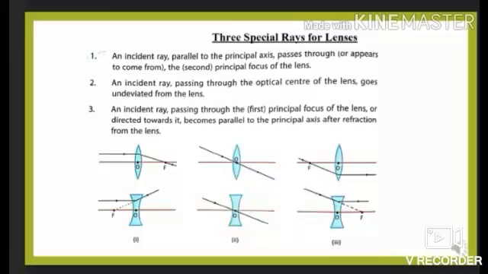Topic is three special rays for lenses. First, an incident ray parallel to the principal axis passes through the principal focus of the lens. Second, an incident ray passing through the optical center of the lens goes undeviated from the lens. You can see in the picture second. In picture third, you can observe that an incident ray passing through the principal focus of the lens or directed toward it becomes parallel to the principal axis after refraction from the lens.